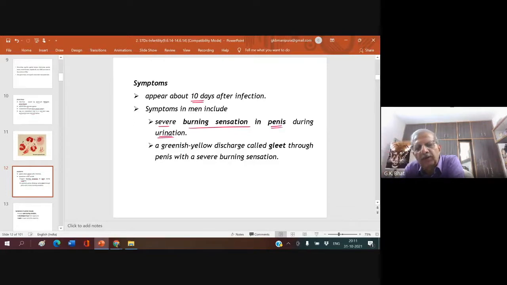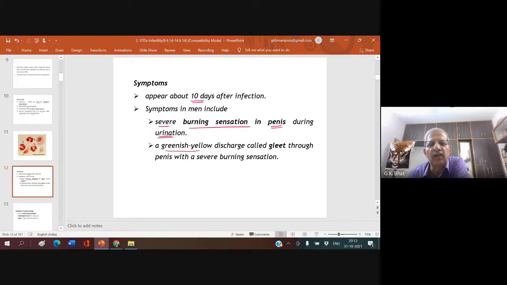Of course, a boy may get a burning sensation due to some other reason also. Unless one has gone for sexual contact, one need not worry about whether he got gonorrhea. If he has gone for a sexual contact, then one has to definitely take this seriously. Severe burning sensation in the penis during urination is very important, and was asked in the examination previously.